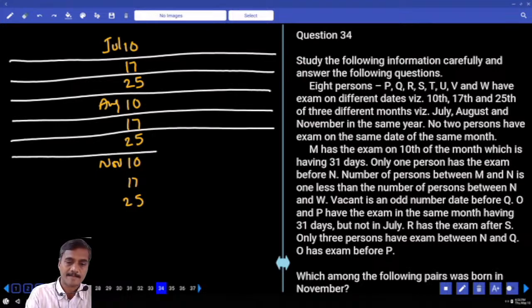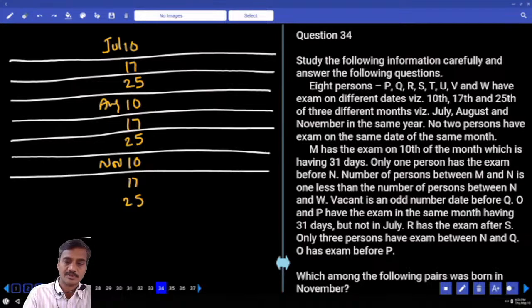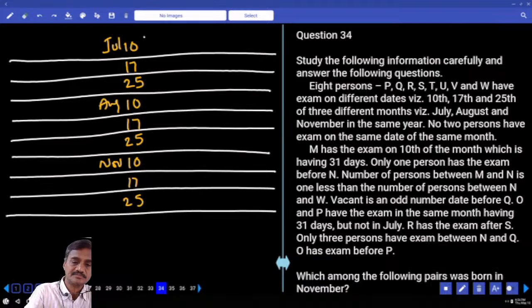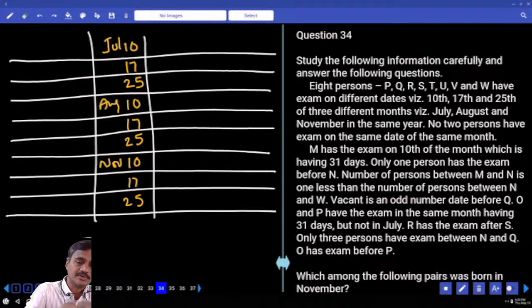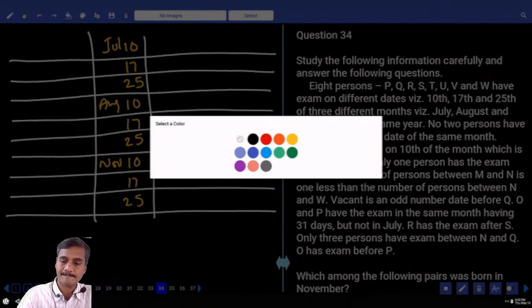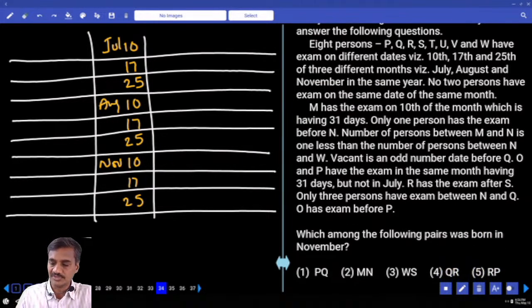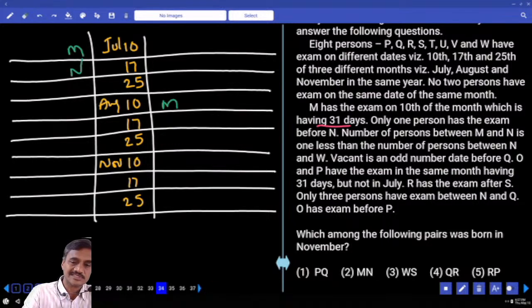Then in this, coming to condition number 1. Now M has examination on 10th of a month which is having 31 days. M, 10th of a month which is having 31 days. M can be either in July or the month of August. There are only 2 months which are having 31. Only 1 person before N. Before N there is exactly 1 person, N must be on July 17.